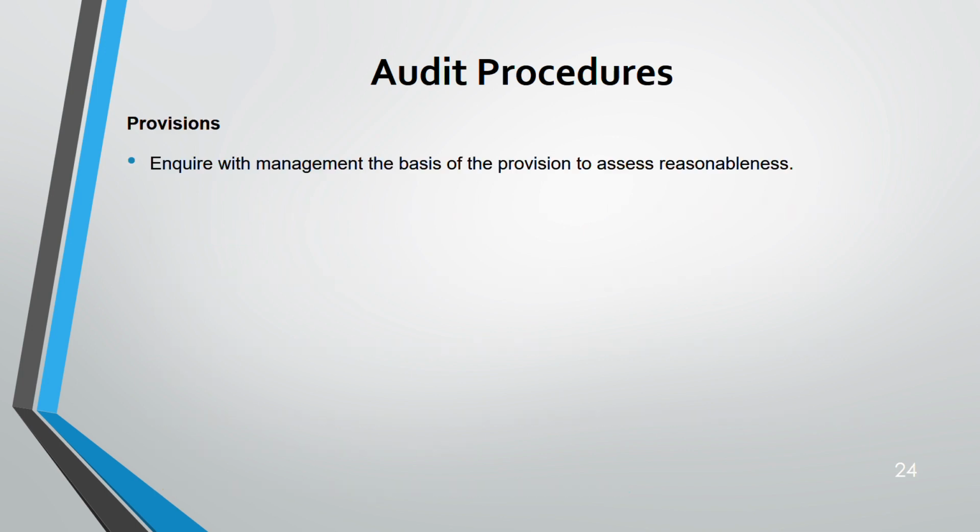Provision. Which standard deals with provision? IAS 37. Yes. Here also you have to check the reasonableness. Because provision is some estimate, that's why you have to inquire with the management the basis of the provision to assess reasonableness. Recalculate that provision for arithmetical accuracy.